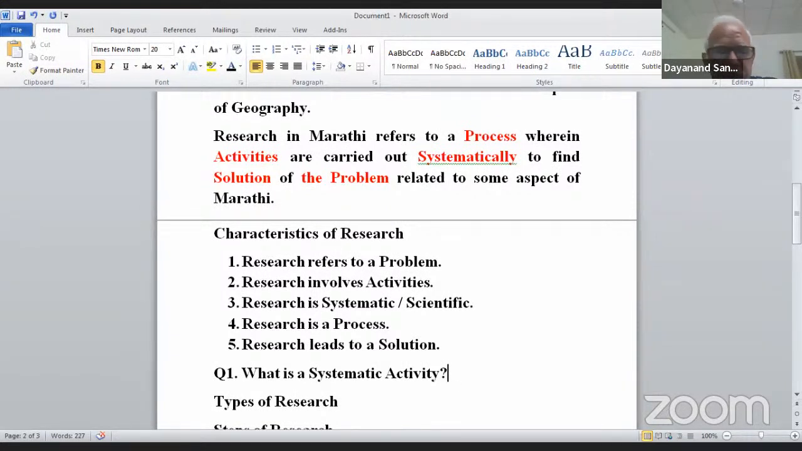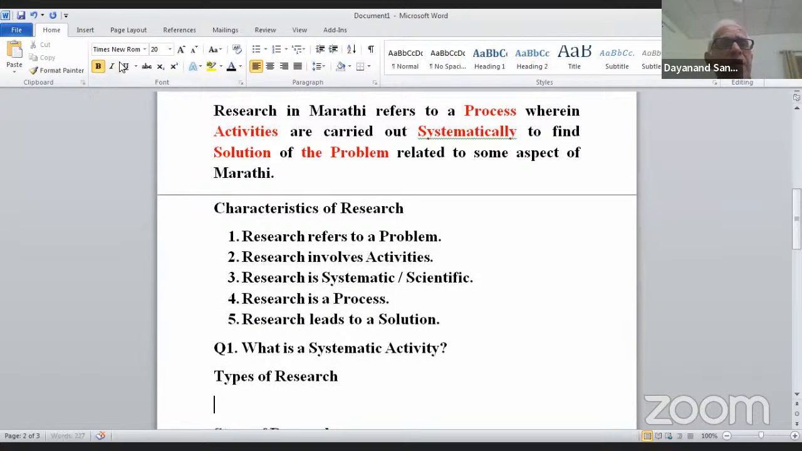Sir, I think systematic activities means a way of doing things. No, think again. Think again. Sir, step by step research. Why step by step? Why do we follow the steps? What happens if we do not follow the steps? Think about it. We go to the next one, the types of research.